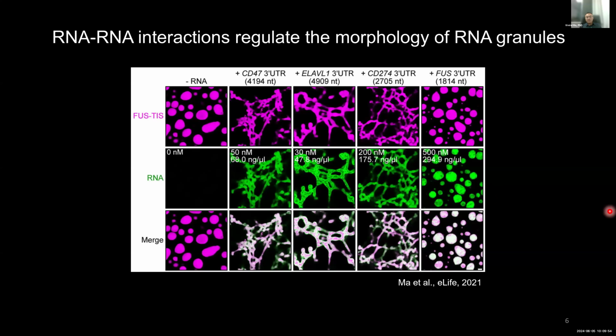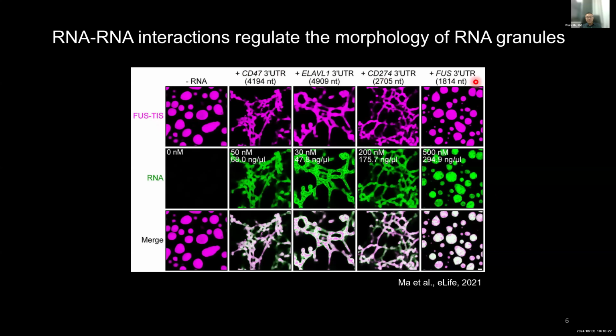When I was a postdoc in Christine Mayer's lab, we found that RNA interactions are able to regulate the morphology of RNA granules. For example, here is the FUS protein. FUS protein forms a sphere-like droplet without RNA. However, when specific RNAs are added into the phase separation system, those three RNAs, but not FUS 3' RNA, are able to induce mesh-like condensate. We further demonstrated that RNA interactions are critical for this.